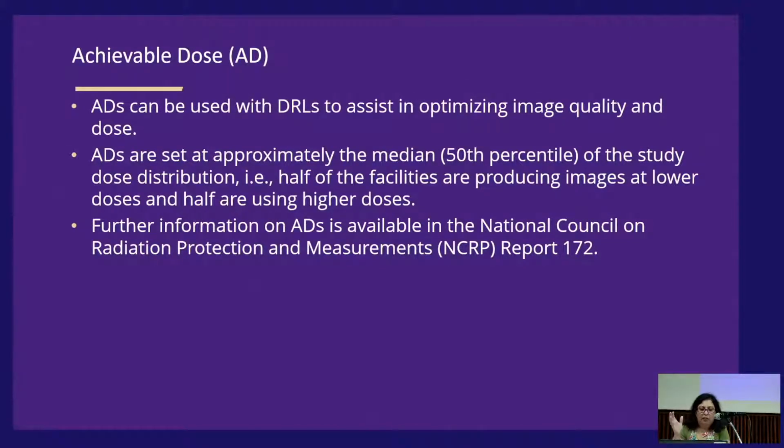On the other hand, what's achievable dose? So DRL is like the 75th percentile. That's a threshold of investigation. But that does not mean your dose has to be at the DRL. It really should be more around the achievable dose. So even if your threshold is set at the 75th, most exams can be accomplished with achievable dose, which is around the 50th percentile or the median dose. And it can be used alongside DRLs to assist in optimizing image quality and dose. And as I mentioned, they're set at the 50th percentile, meaning half of the facilities are producing images at lower doses and half are using higher doses. And you can find more information about achievable dose in NCRP 172.